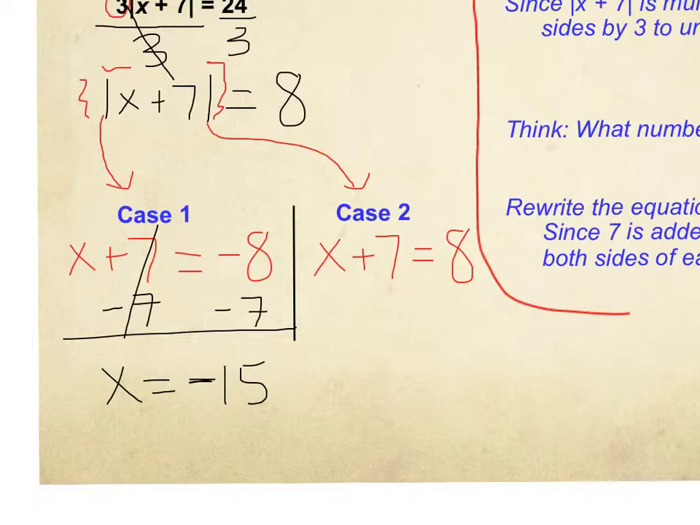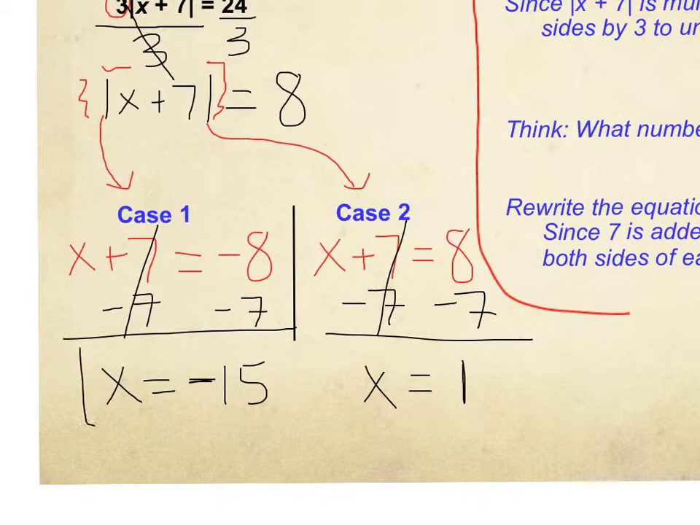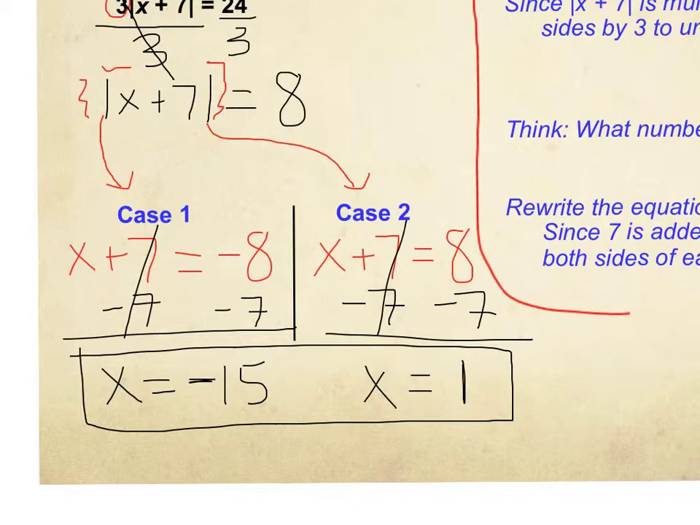And then let's solve our case 2. We do the same thing. We subtract 7 from both sides. But now I have a positive 8, and a negative 7. So x is going to equal positive 1. And that is our final answer. These are both cases. And check your work.